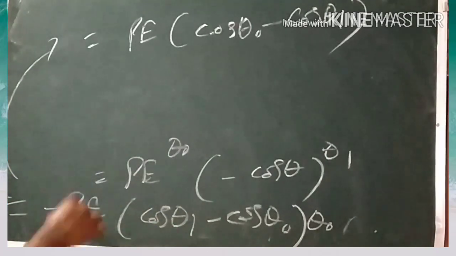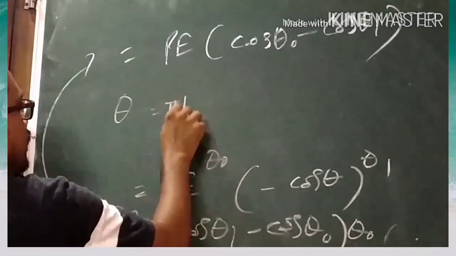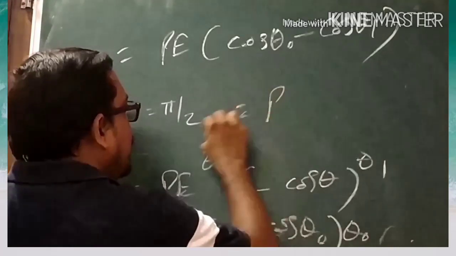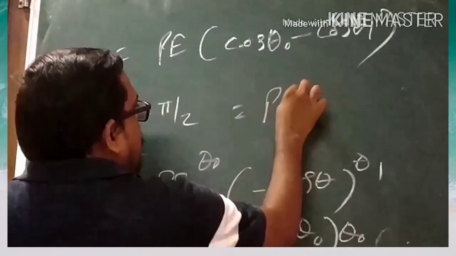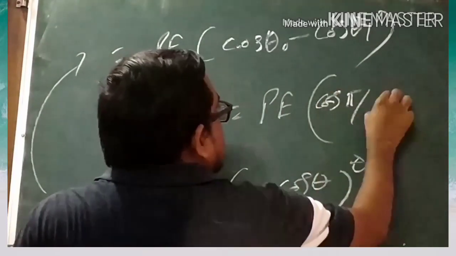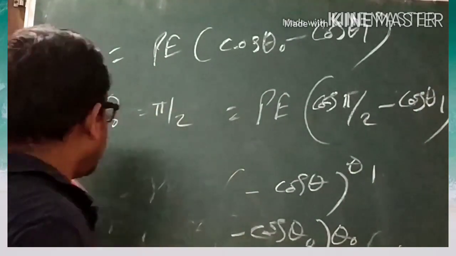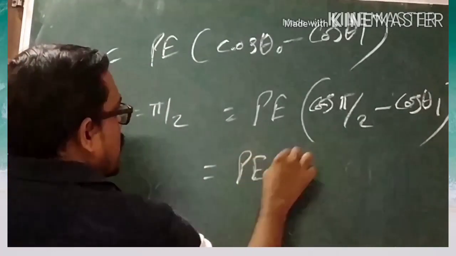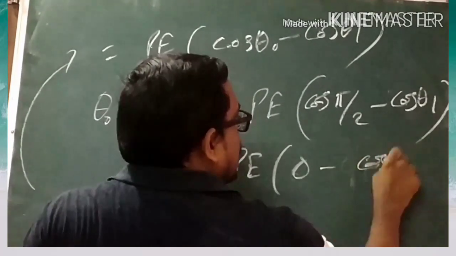But here naturally we have to take the theta 0 value equal to pi by 2. This is why we have taken theta 0 equal to pi by 2. Later on we will discuss it. So now this is pE cos pi by 2 minus cos theta 1. Now this will be equal to pE, where cos 90 is equal to 0, minus cos theta 1.